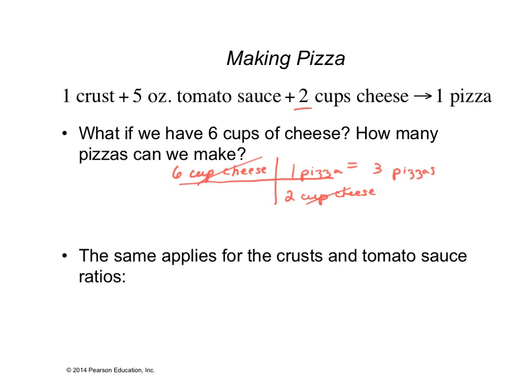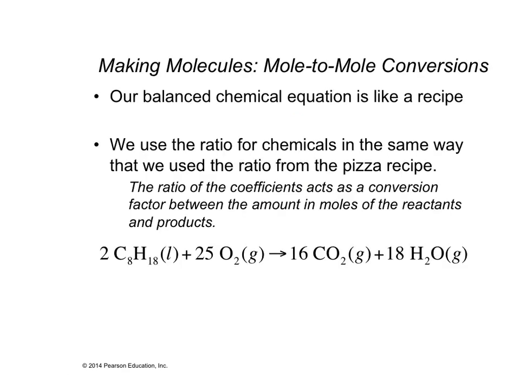3, right? Because for every 1 crust, I get 1 pizza. If I had 25 ounces of tomato sauce, how many pizzas could I make? 5, right? So we're going to utilize these numbers in our balanced chemical equation just like we utilize the numbers in that recipe. Okay, they're the exact same thing.